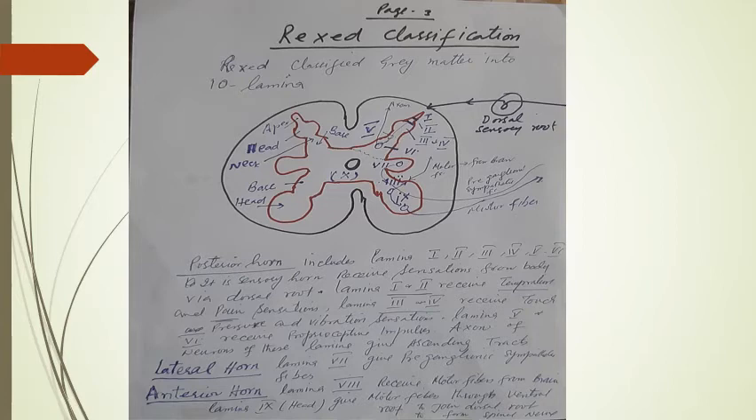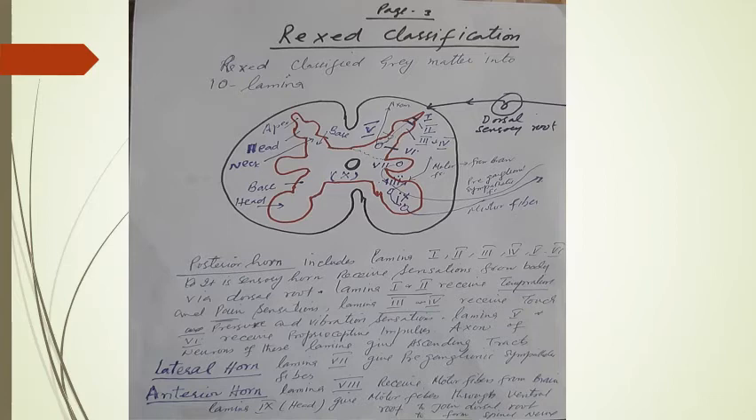If we say descending tract, the first name is from the brain nucleus that gives the descending fiber. Termination of descending tracts is mostly on lamina 7, lamina 8 and lamina 9. That is the end of the descending tract.